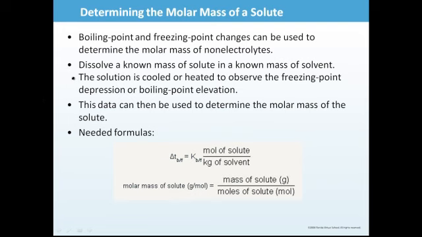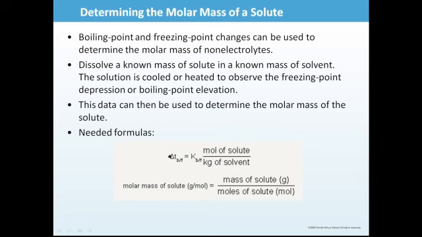So basically what you do is you take a known mass of the solute, put in a known mass of the solvent, and then you either cool it or heat it. If you want to use freezing point depression, you're cooling it. If you're heating it, you're using boiling point elevation. And then you can use the data, basically the change in the temperature, to work backwards.